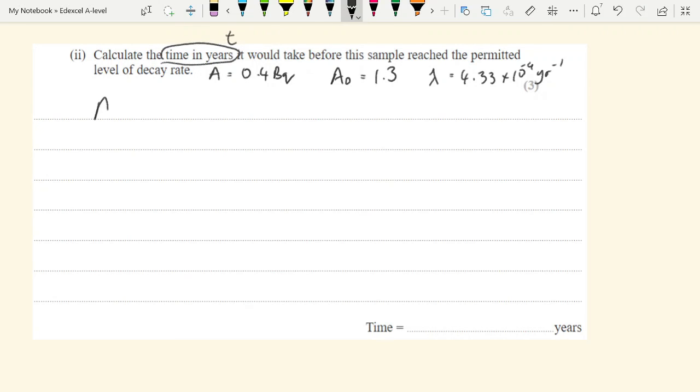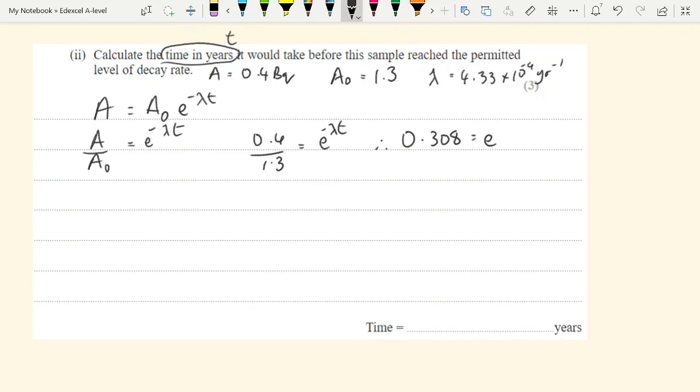And so we're going to use our equation A is equal to A0 e to the power of minus lambda t. And we're going to go ahead and just go A over A0 equals e to the power of minus lambda t. A over A0 is going to be 0.4 over 1.3. And I'm doing all the working out here just so you can see the process. And that means that 0.308 equals e to the power of minus lambda t.